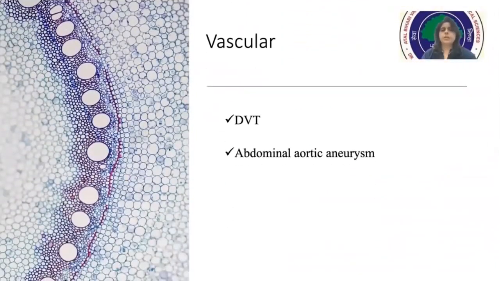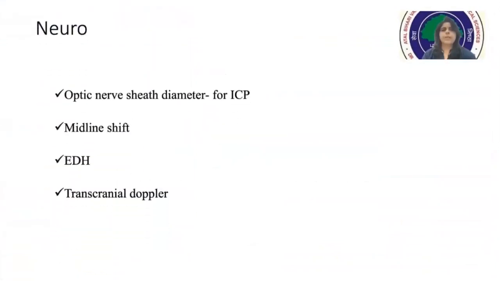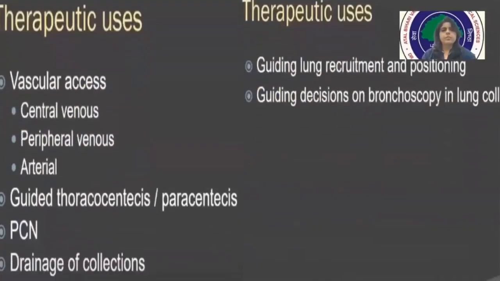In vascular, it is used to rule out or diagnose deep vein thrombosis, abdominal aortic aneurysm, ruptured or unruptured. In neuro, it is helpful in measuring the ICP while examining the optic nerve sheath diameter, to see the midline shift, extradural hemorrhage, and it is also used in the form of transcranial Doppler to see the cerebral perfusion pressure, subarachnoid hemorrhage, etc. It also has therapeutic uses.